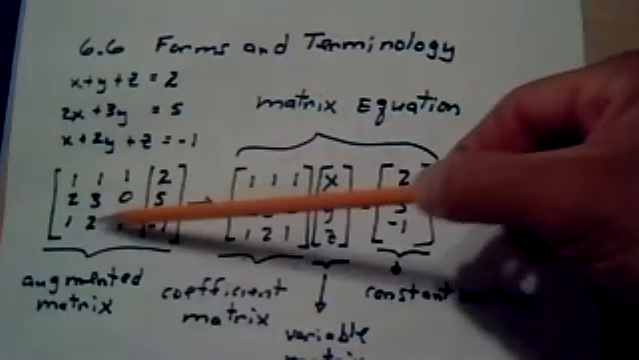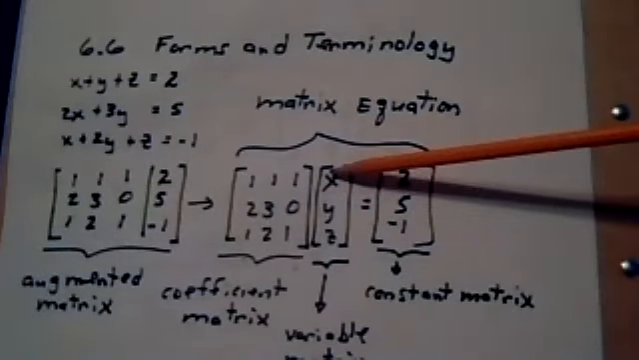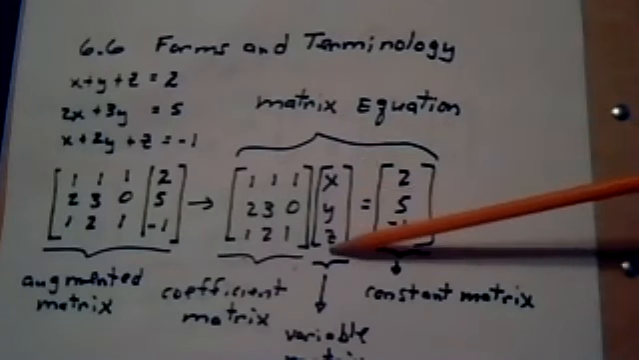So this one that you see here is called an augmented matrix. You get this piece and you make a matrix out of it. You put the 3 variables as another matrix, which is the variable matrix. And finally, you put an equal sign, and this is the constant matrix that came from here.